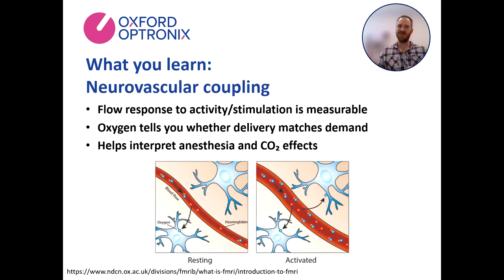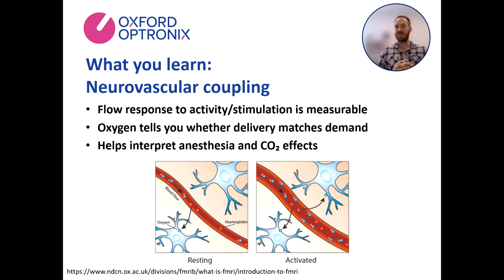In neurovascular coupling, the key idea is that when neurons get busy, the microvasculature responds. Flow response to stimulation is measurable, and oxygen tells you whether the delivery actually matches that demand. And I really like this activated versus resting illustration because it's intuitive. When neurons get busy, you expect flow to respond and you want oxygen to keep up. If those relationships shift under anesthesia, CO2 changes, or inflammation, measuring both helps you interpret what you're seeing.